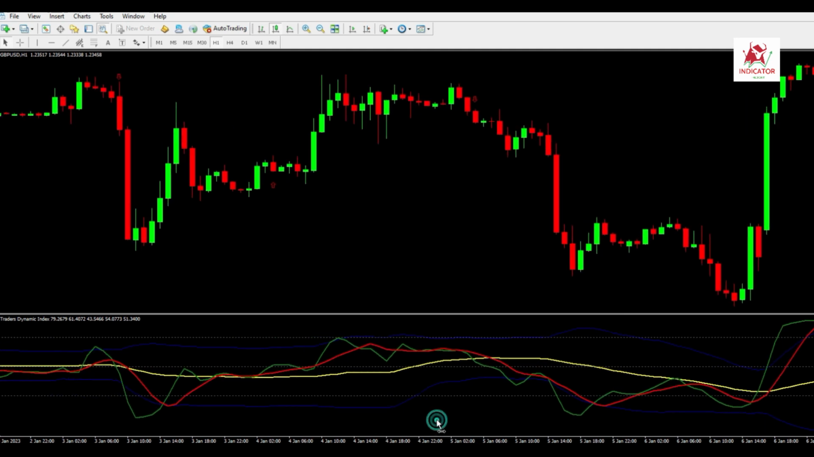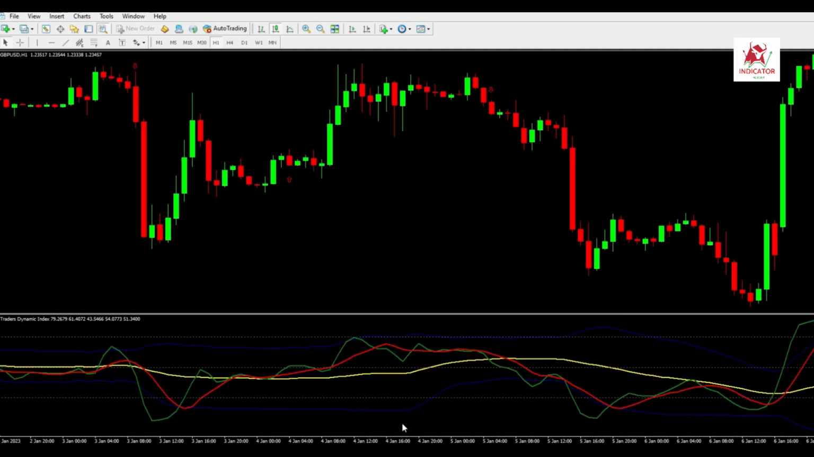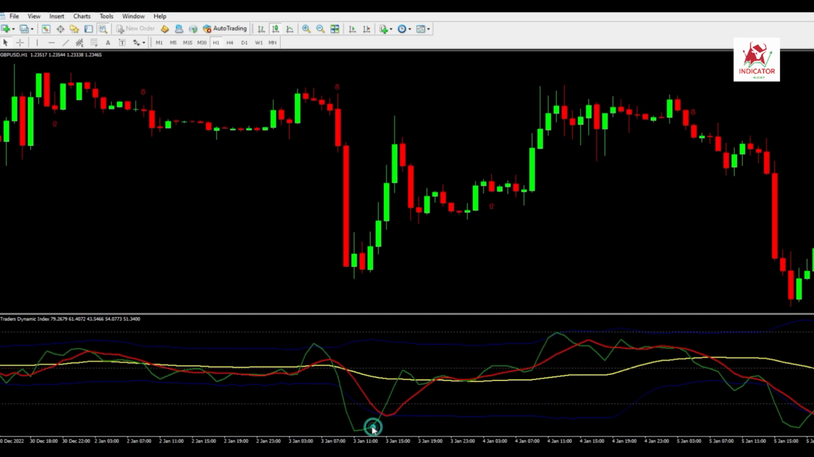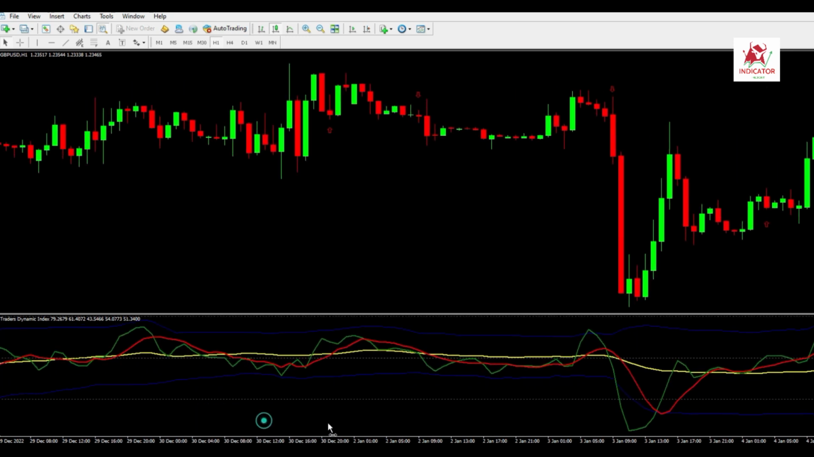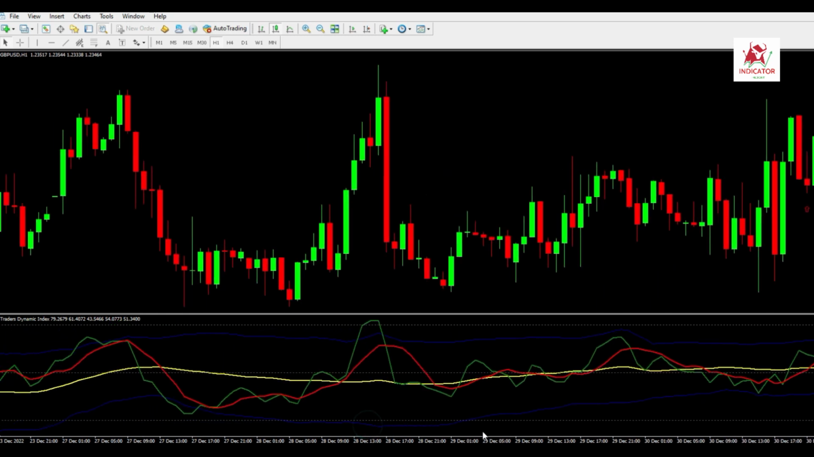The lines of the TDI: green equals current price sentiment, red equals crossover for entry and exit, yellow equals overall market sentiment, blue equals increasing or decreasing volatility. Top 4 TDI strategies: 1. TDI signal, 2. SP reversal, 3. TDI hook, 4. Squeeze.